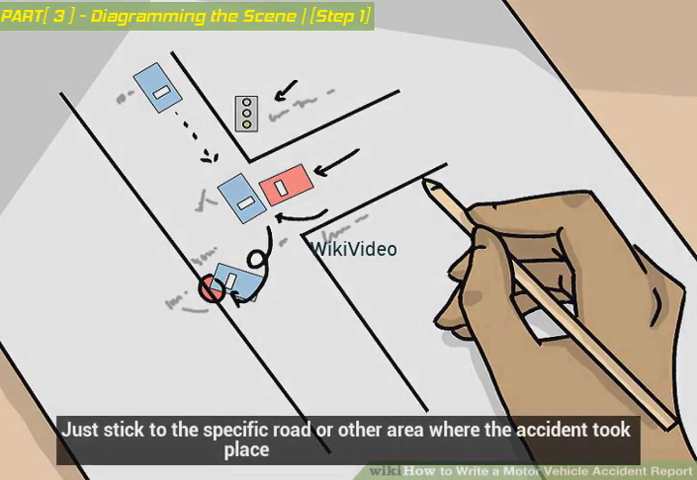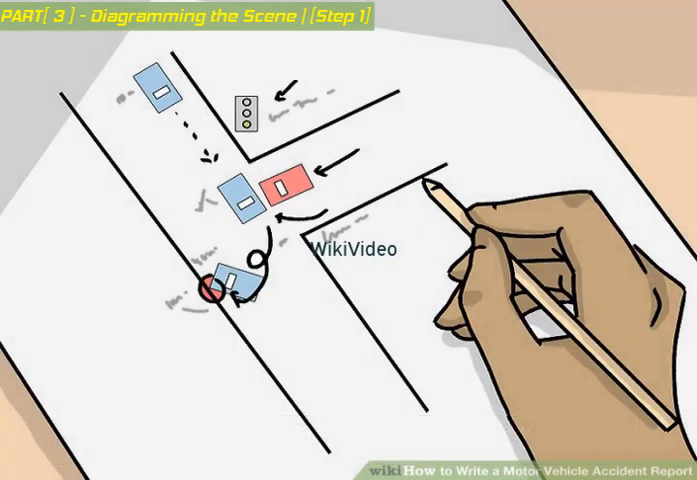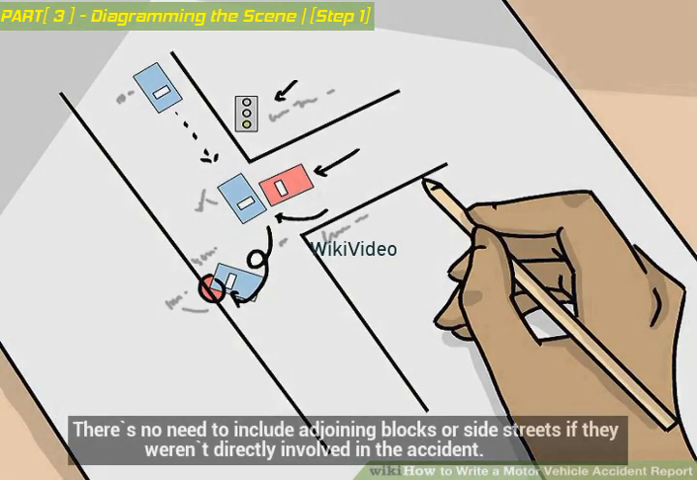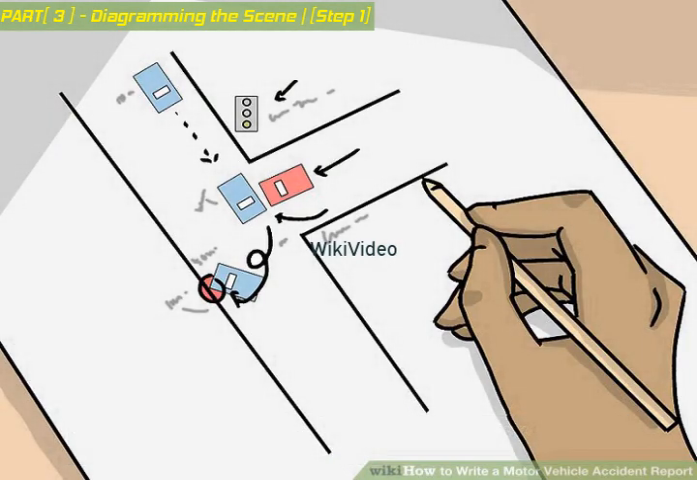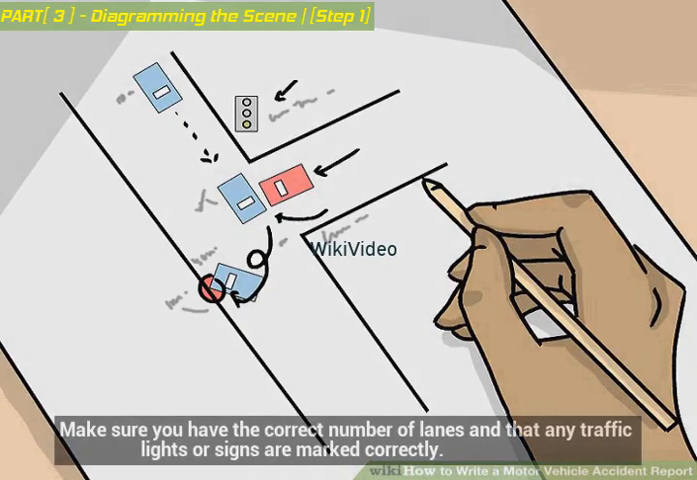Just stick to the specific road or other area where the accident took place. There's no need to include adjoining blocks or side streets if they weren't directly involved in the accident. Make sure you have the correct number of lanes and that any traffic lights or signs are marked correctly.